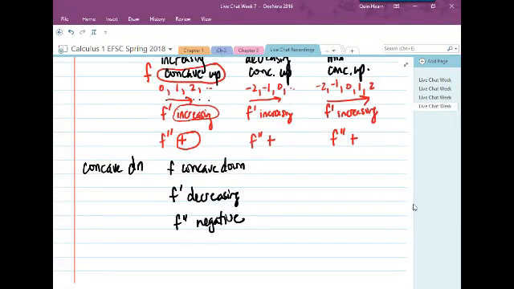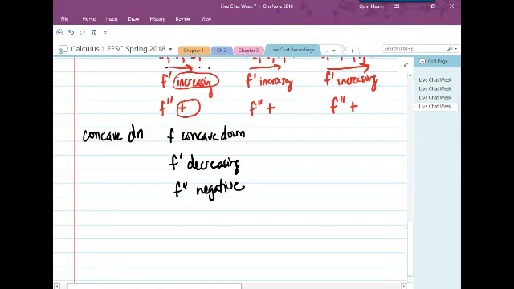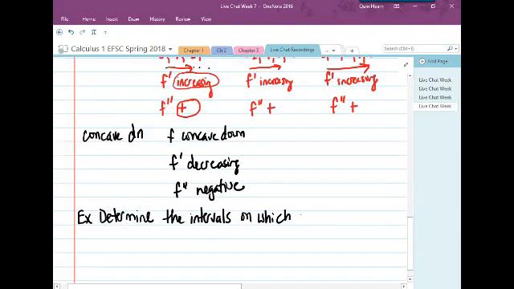So let's go ahead and determine the intervals on which a particular function will be concave up or concave down. So we're going to determine the intervals, and those would be intervals of x values, on which the graph of f of x equals x squared plus 1 over x squared minus 4 is concave up or concave down.